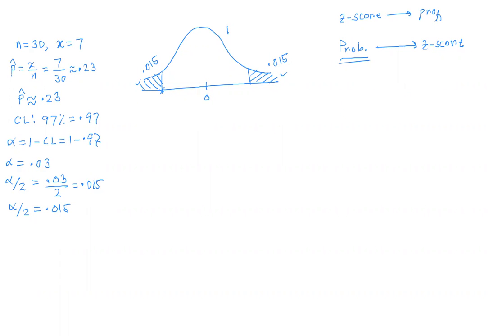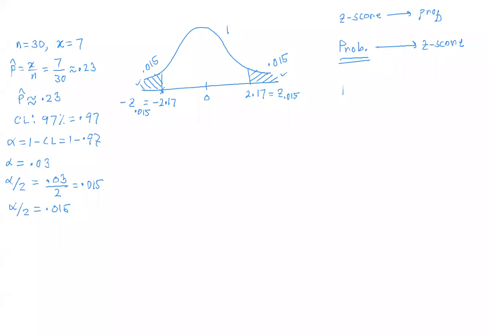It is negative 2.17. Okay, thank you. It is negative 2.17, and that is your negative Z sub alpha over 2, where alpha over 2 is 0.015. And by symmetry, the right side is going to be 2.17, and that is Z sub 0.015. Now that I know my Z value, I have everything that I need in order to calculate my confidence interval.